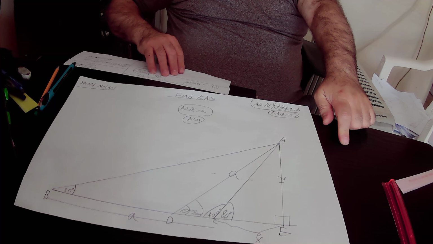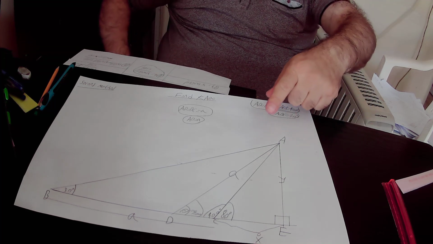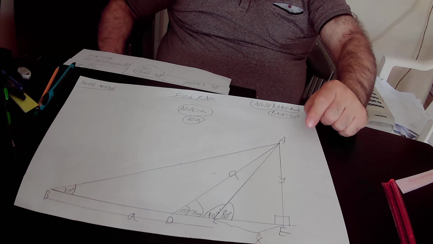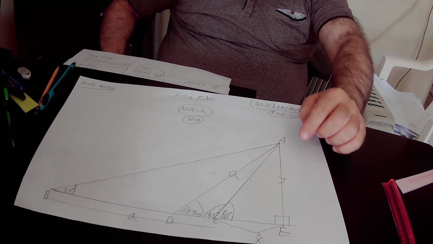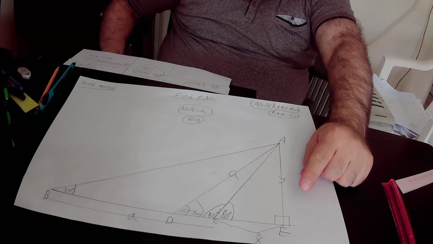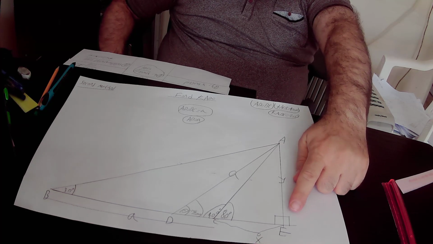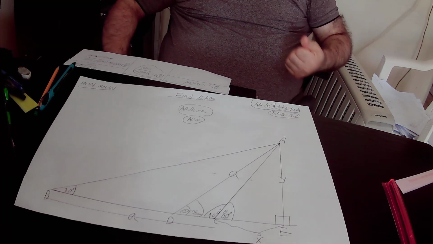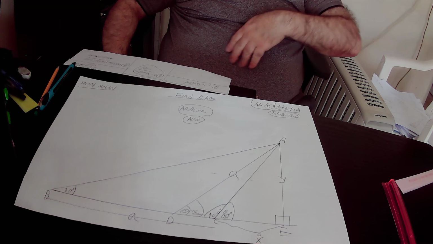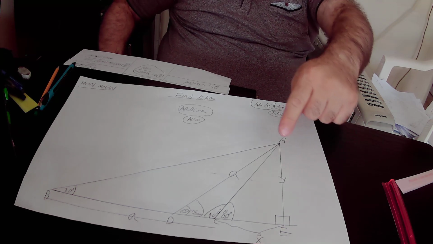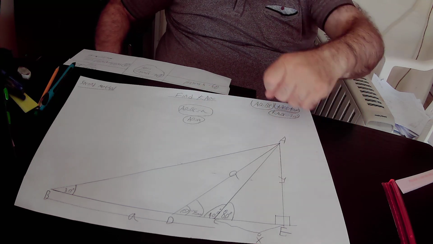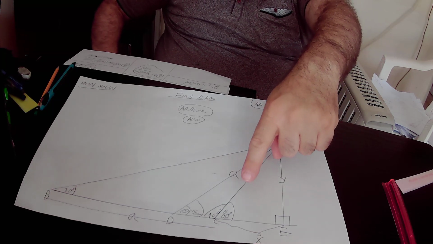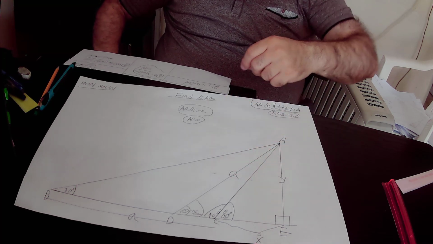Then I extended side BC by a straight line, and from point A we drew a perpendicular to the extended BC. Therefore this angle equals 90 degrees, and this angle also equals 90 degrees. And we defined the intersection point between the perpendicular from point A and the extended BC as point E. Then we found out the value of this angle, angle ACE.